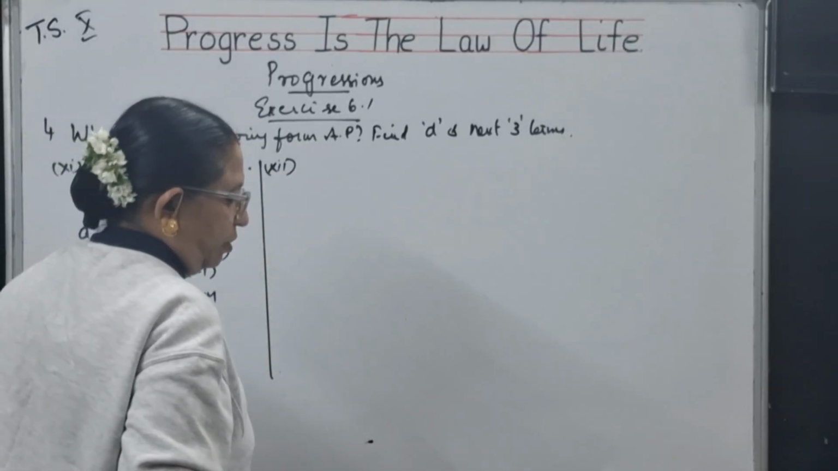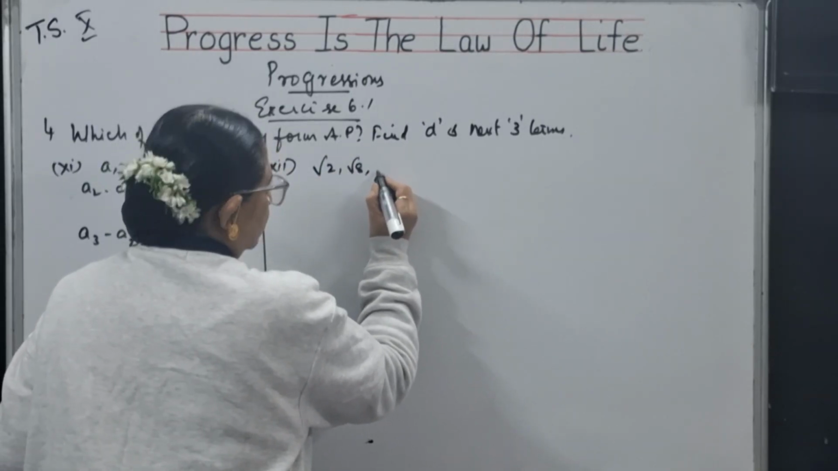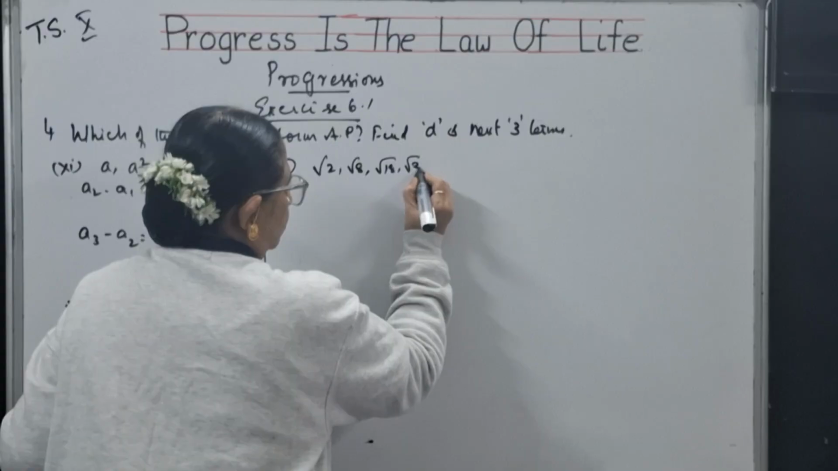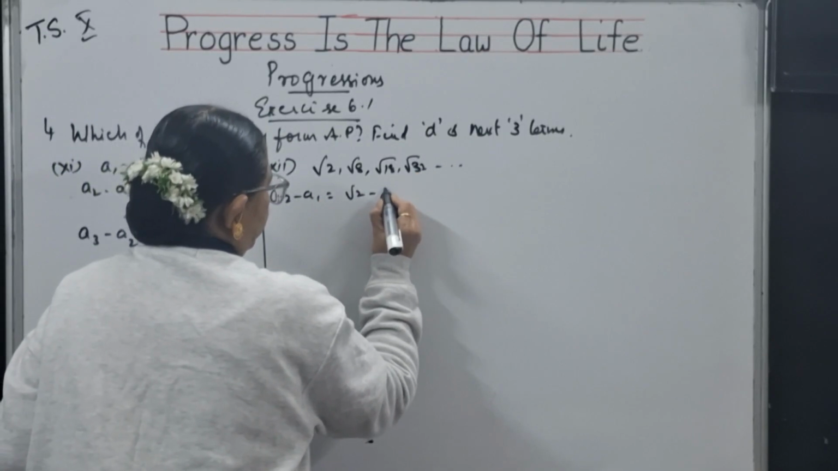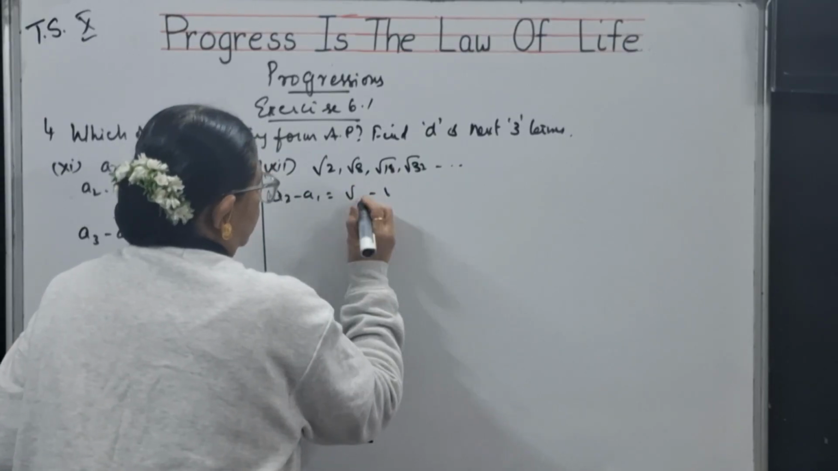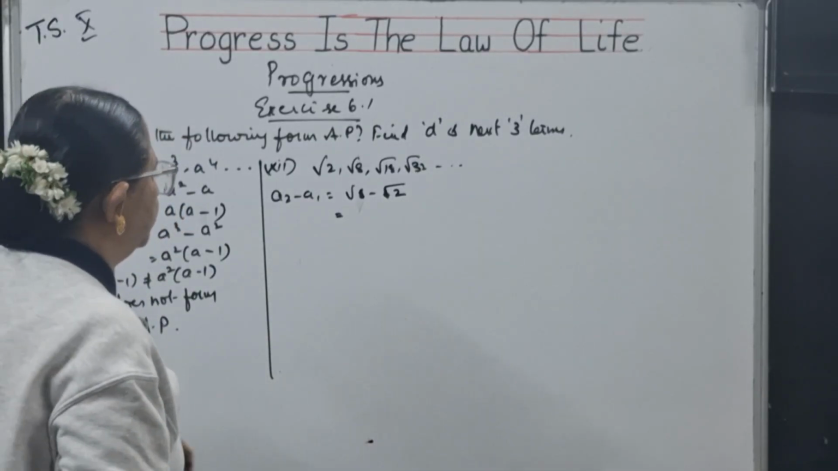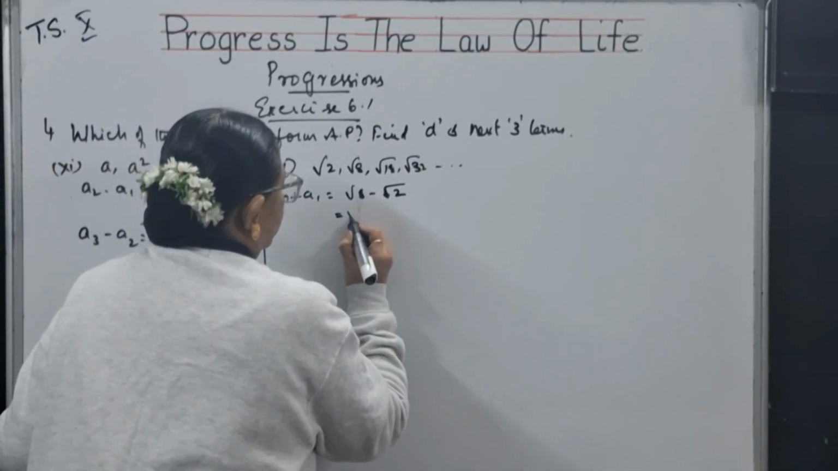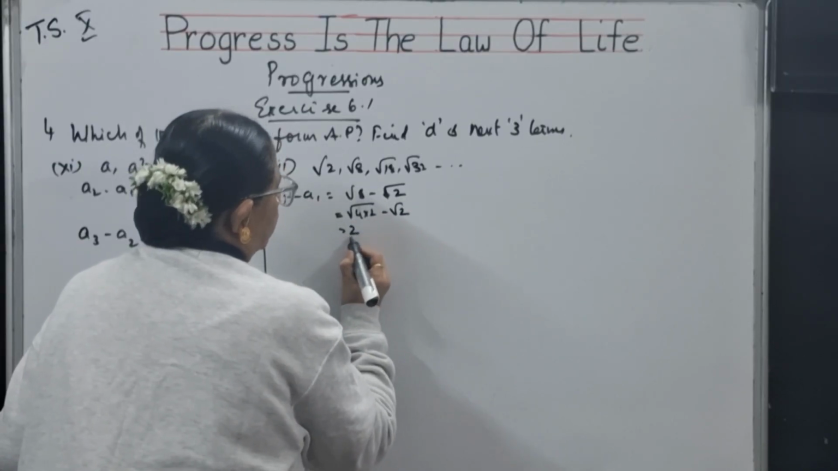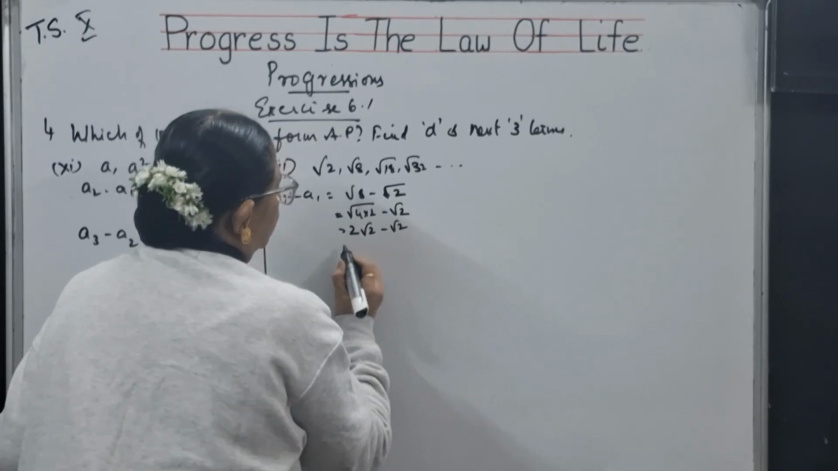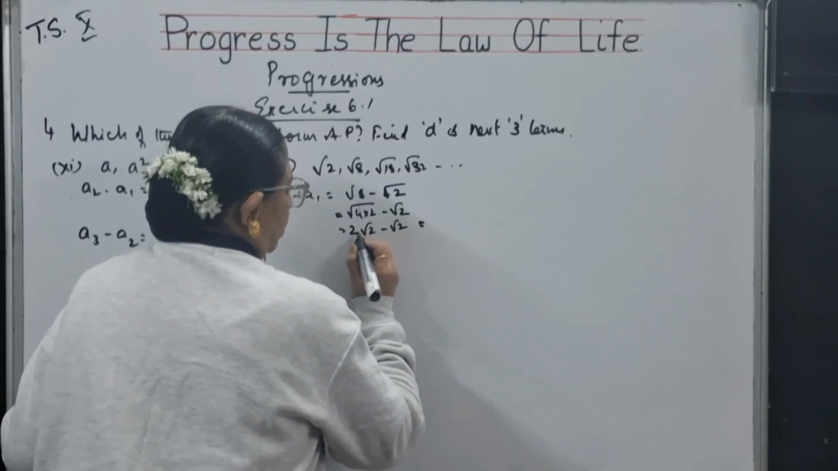Now let me go for 12th sum. In 12th sum, you have got root 2, root 8, root 18, root 32, and so on. So a2 minus a1 is root 8 minus root 2. Root 8 can be written as root 4 into 2, minus root 2. Root 4 can be written as 2 root 2 minus root 2. So 2 root 2 minus root 2 can be taken as root 2.